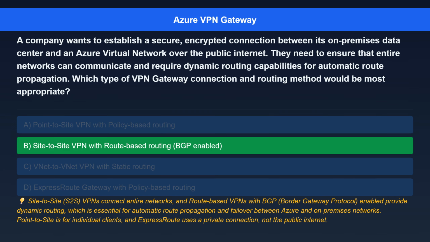The correct answer is site-to-site VPN with route-based routing, BGP enabled. Here's the explanation. Site-to-site S2S VPNs connect entire networks, and route-based VPNs with BGP, Border Gateway Protocol, enabled, provide dynamic routing, which is essential for automatic route propagation and failover between Azure and on-premises networks. Point-to-site is for individual clients, and ExpressRoute uses a private connection, not the public internet.